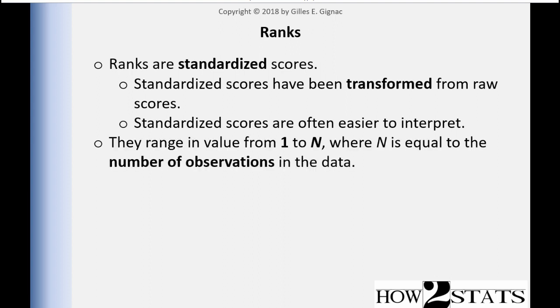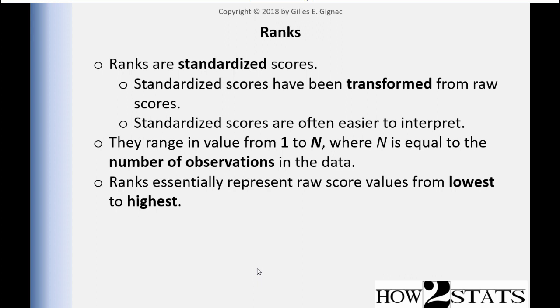Ranks range in value from 1 all the way to n. So 1 is the lowest value. You cannot get lower than 1 for a rank. There's no such thing as a rank of 0 or a negative 3. 1 is the lowest. And the highest rank a person can get, or a case, is n, where n is the sample size, the number of observations in the data. So all ranks are going to vary from 1 all the way up to the largest number of n.